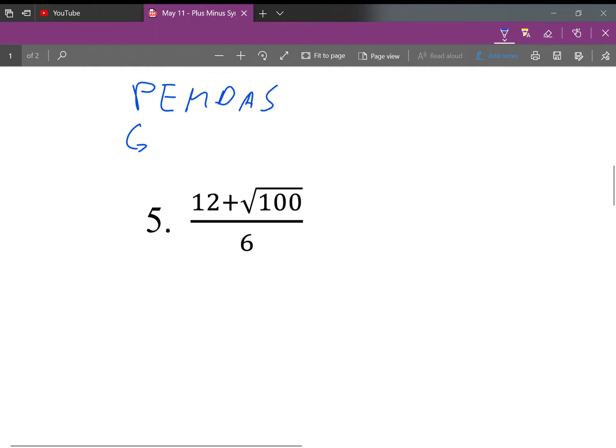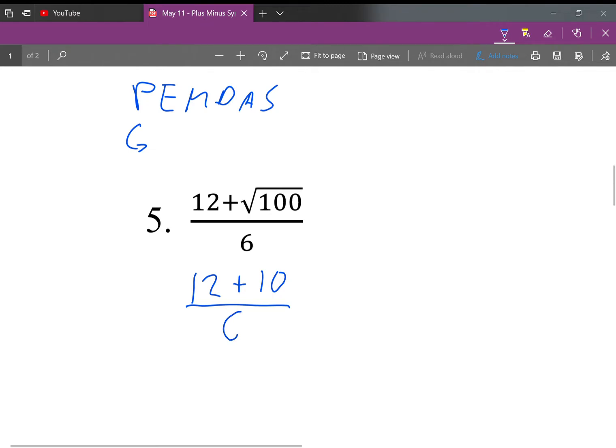First, are there any parentheses or grouping symbols? Some people miss this. The radical symbol, the square root sign, actually counts as a G, as a grouping symbol. So that's going to be the first thing we do here. What does that mean? It means I'm going to leave the 12 alone for now, leave that plus alone for now, but I am going to take the square root of 100. And you should know that the square root of 100 is 10.